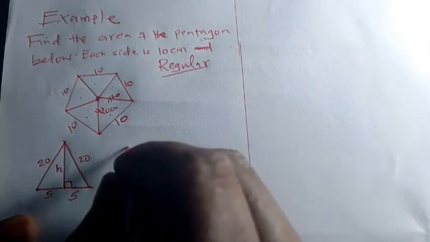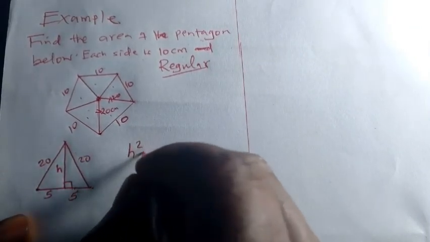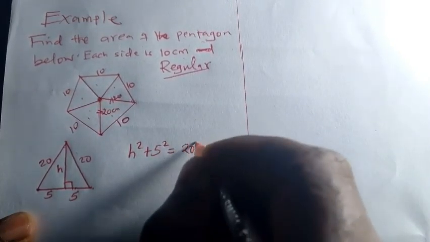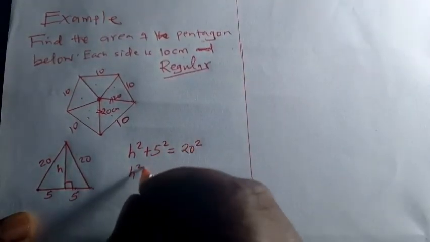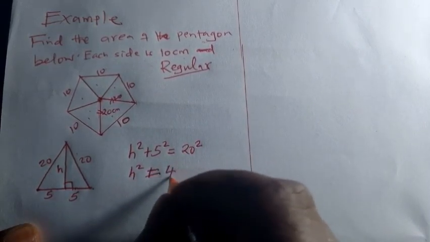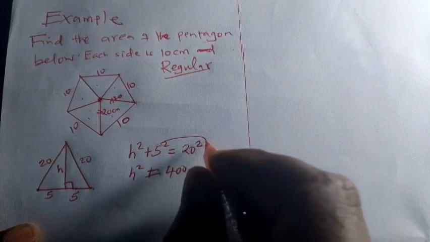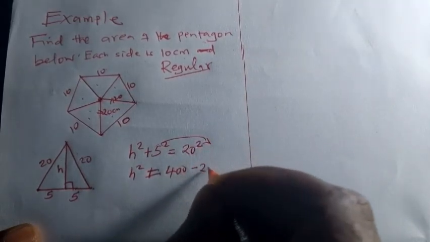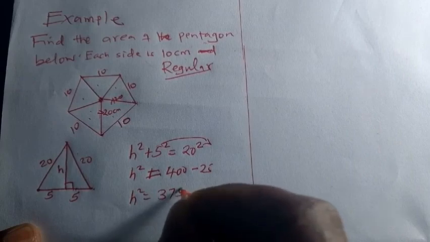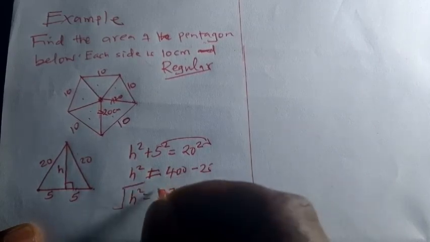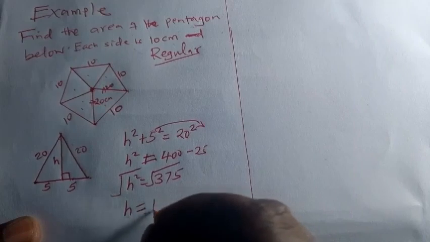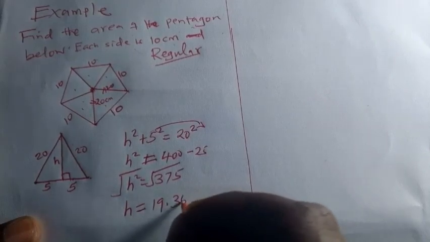You say h squared plus 5 squared would be equal to 20 squared. h squared plus 25 is equal to 400. This one comes to this side minus 25. h squared would be 375. So the square root of both sides will give you the height, and that is 19.36 centimeters.